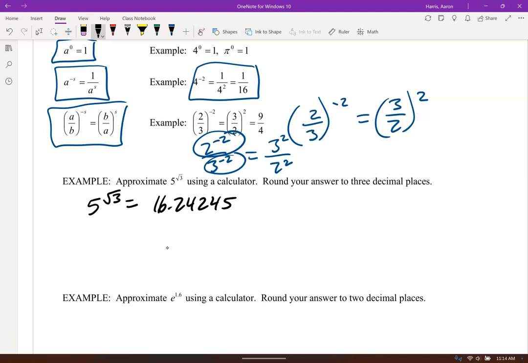I don't know the remaining digits. Anyways, let's round it to 3 decimal places, so to the thousandths position. Since that's a 4 to the right of that, we'll just leave it at 16.242.